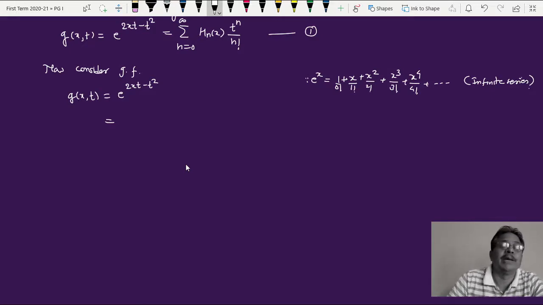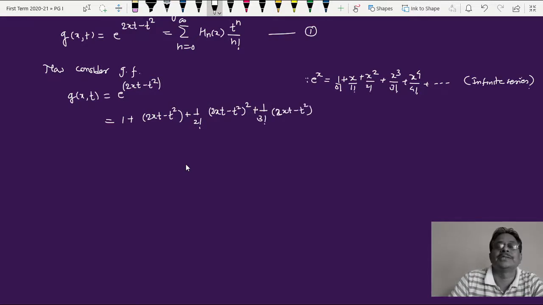So here also I am taking this to be an x, so I can use this expansion here. 1 plus the first bracket is twice xt minus t square raised to 1 upon 1 factorial. The second bracket is 1 upon 2 factorial into twice xt minus t square, square of the bracket, plus 1 upon 3 factorial into twice xt minus t square raised to 3, and so on, higher order terms.